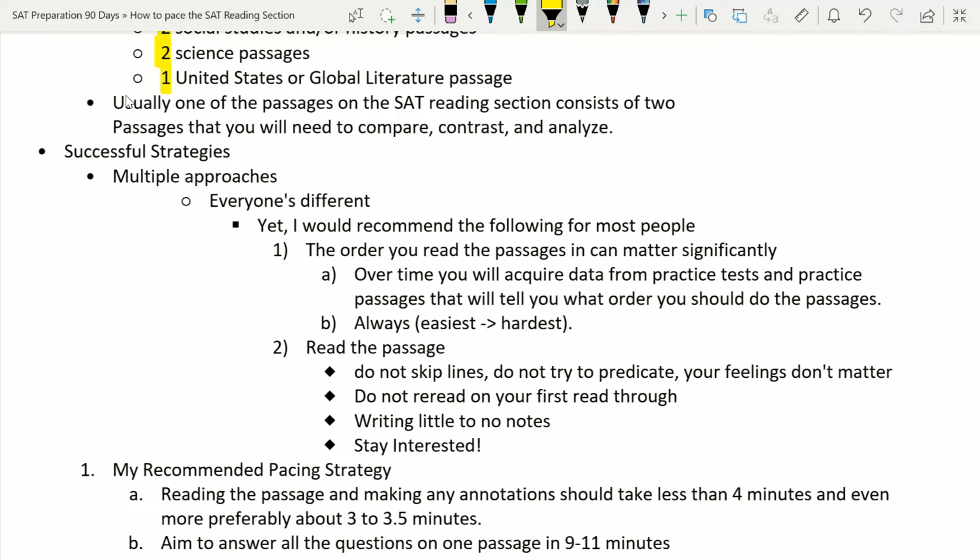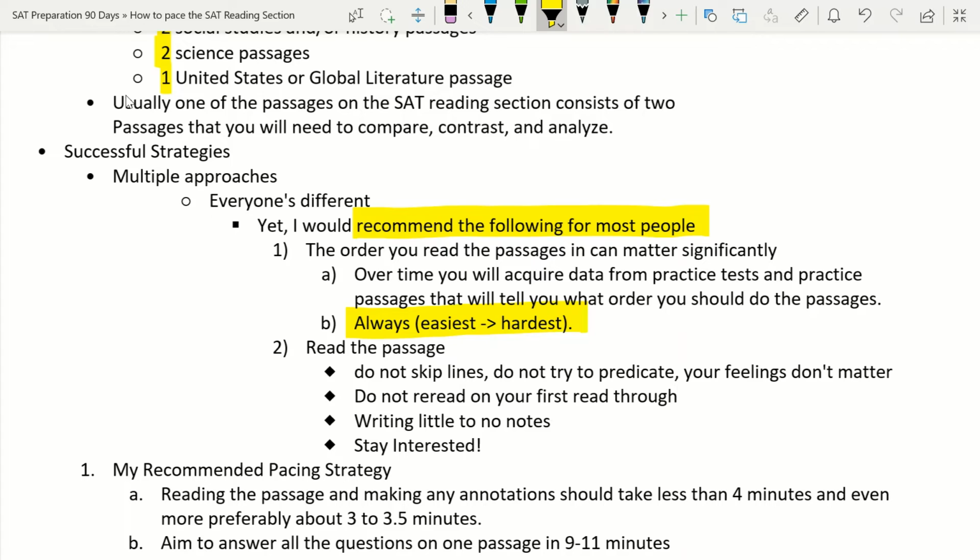All right, so obviously there are multiple approaches you can take to pacing the SAT reading section, and everyone's different, but there is something I would recommend that most people do, right? For one thing, the order that you read the passages in is going to matter significantly. So, for example, if you're stronger in science, you're going to want to read those science sections first. If you're stronger in literature, you're going to want to read the literature section first. If you're stronger in social studies and history, you want to read those sections first. Because you always want to go easiest to hardest, right? You always want to go from your easiest passage to your hardest passage.